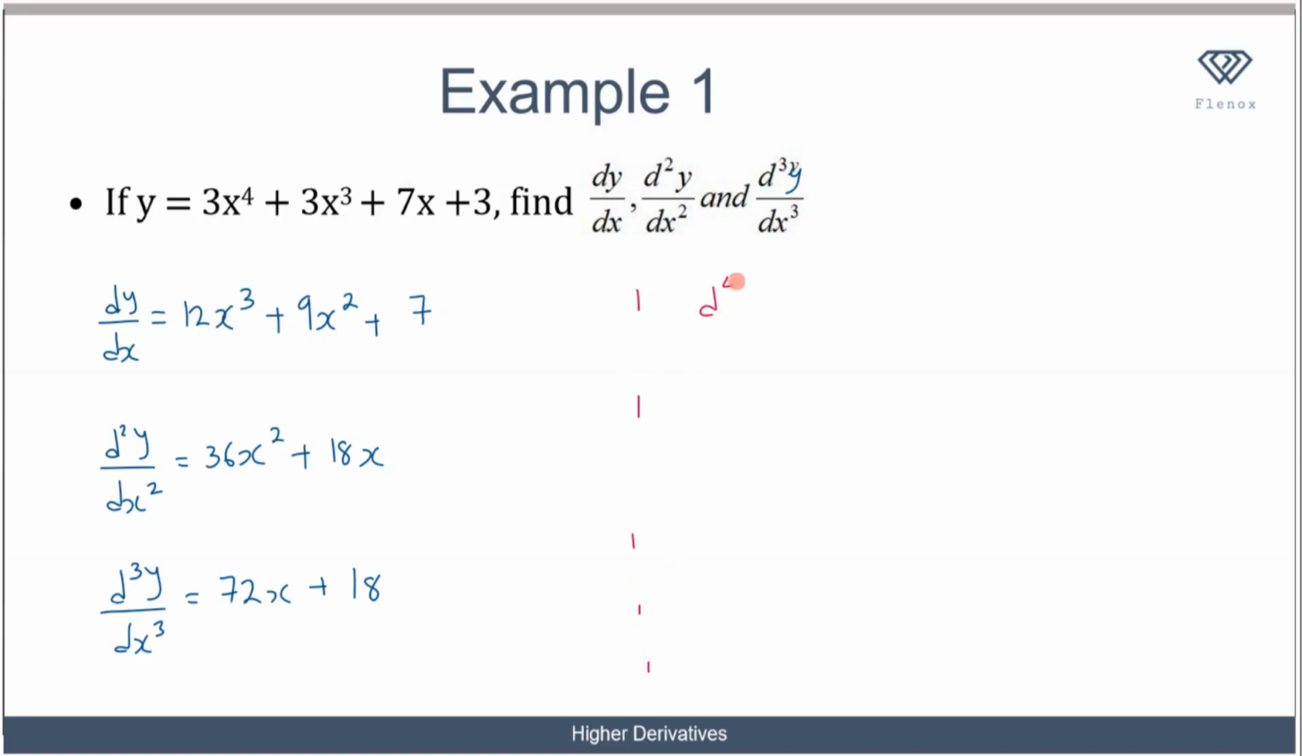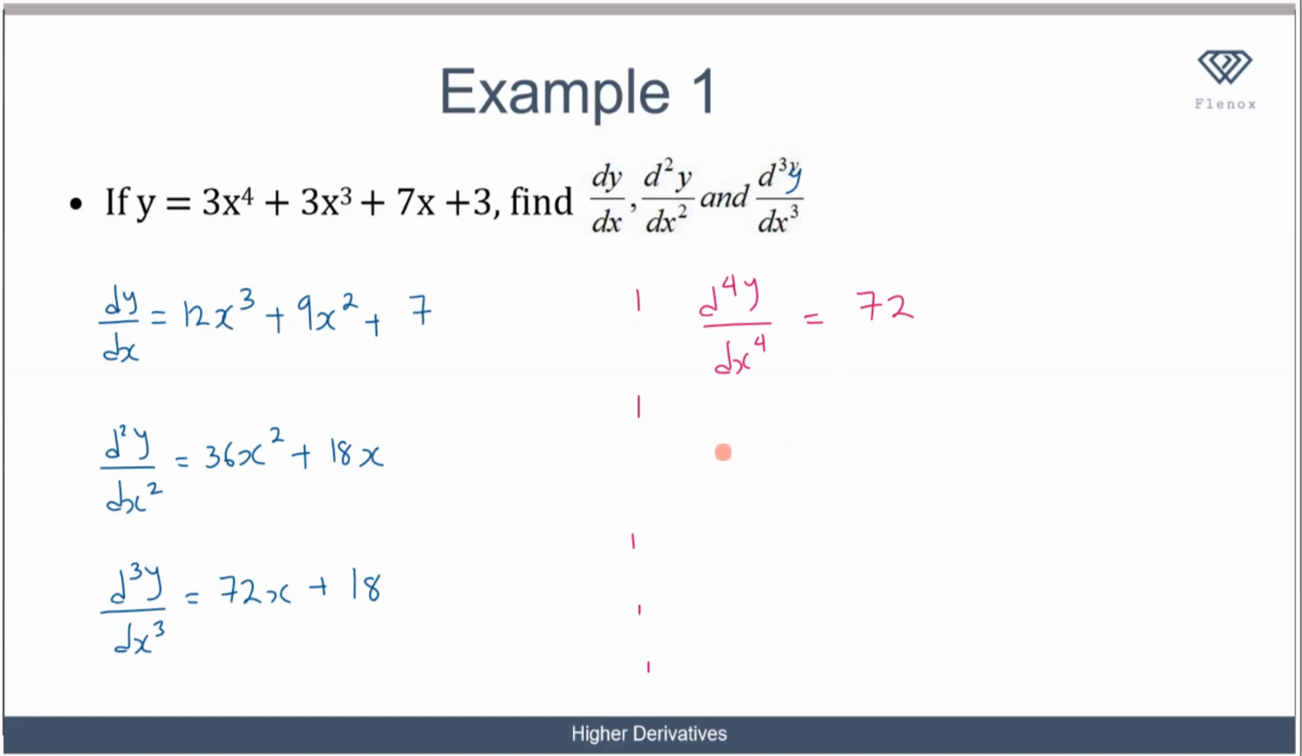So as a side note, let's try to even find more higher derivatives. So what is going to be the d^4 y over dx^4? Now I want you to pause the video and try to solve it on your own. Now once you've done that, you should get, when you differentiate 72x, you are going to get 72, and 18 is going to terminate to 0, so you have what? 72.